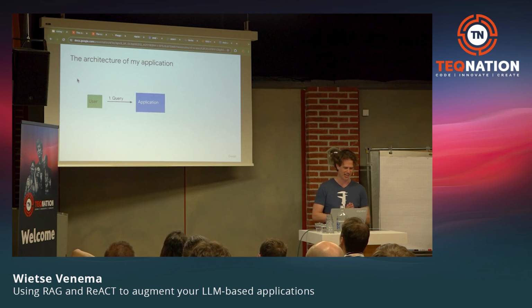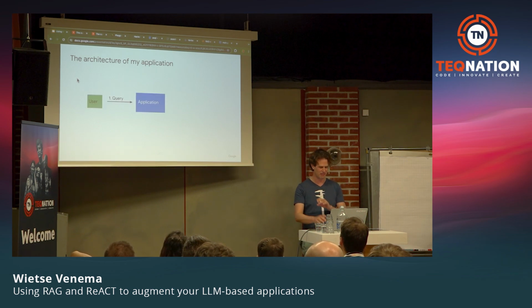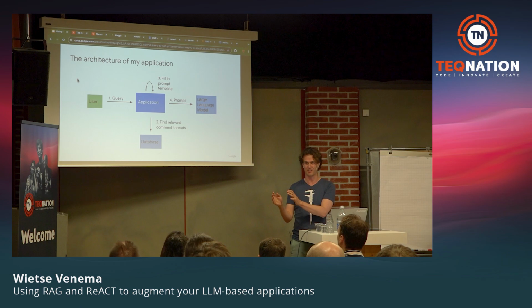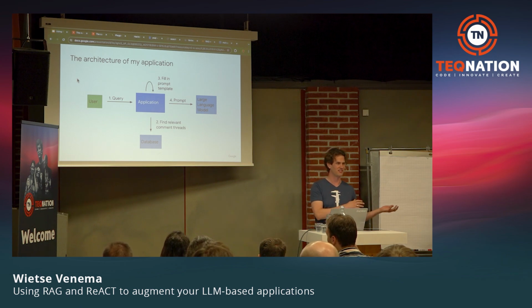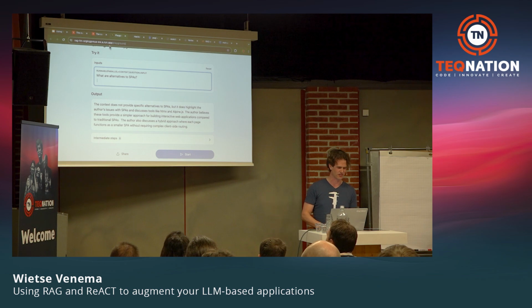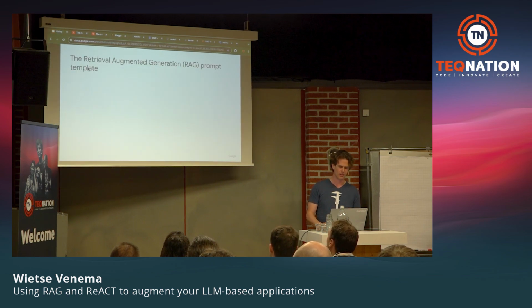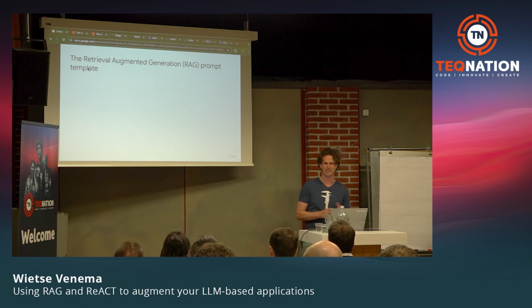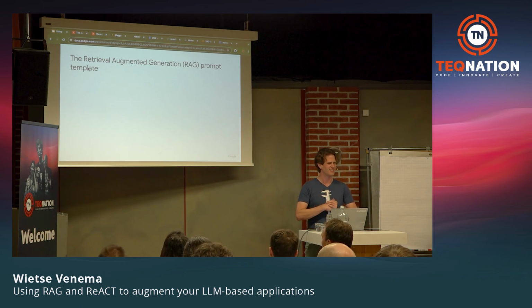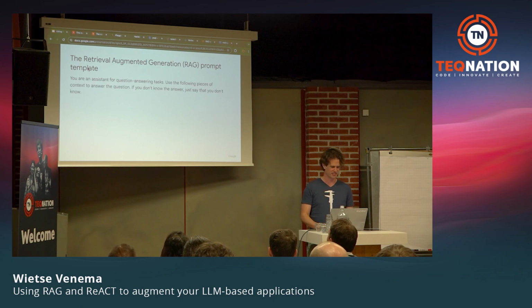So the architecture of my app is: the user sends a query to my app, it will find relevant comment threads, fill those into a prompt template, and that prompt goes to the large language model, and then the answer is returned to the user, right? So that's what happened here. The answer is returned to the user. This is called retrieval augmented generation, or RAG, which is a very fancy name for something very simple, because this is all that it is.